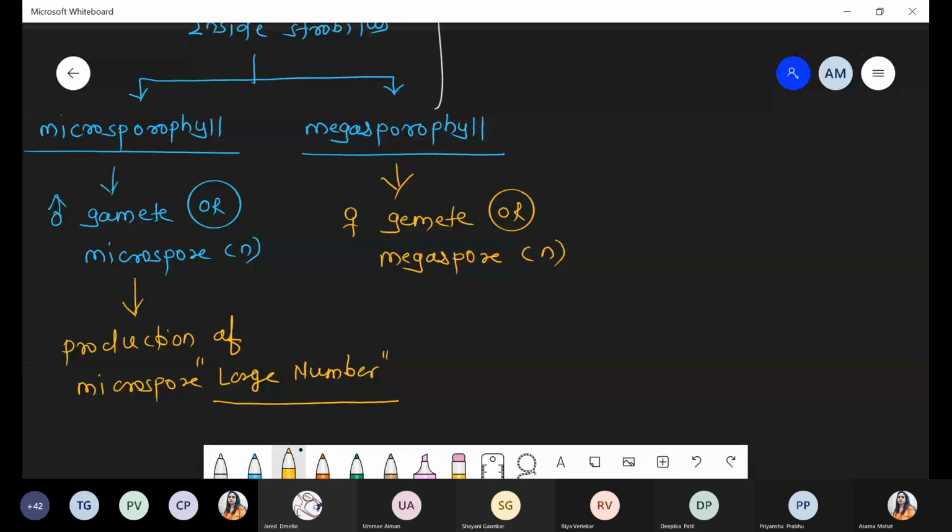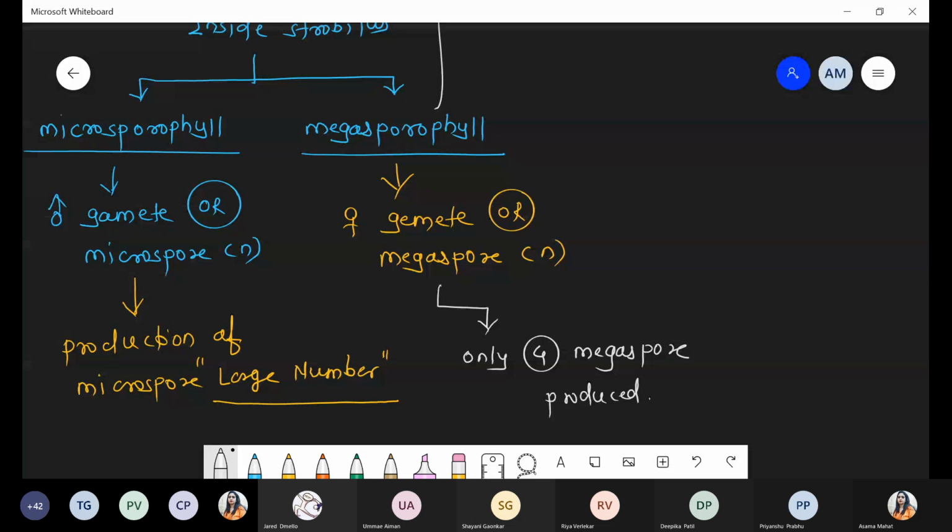But here we are talking about the number of megaspores in case of Selaginella. Only four megaspores get developed, only four. That's it. Selaginella is an example of heterosporous plants. Two different types of spores get formed: microspore and megaspore. Microspores are in high number, while megaspores develop in very limited amount.